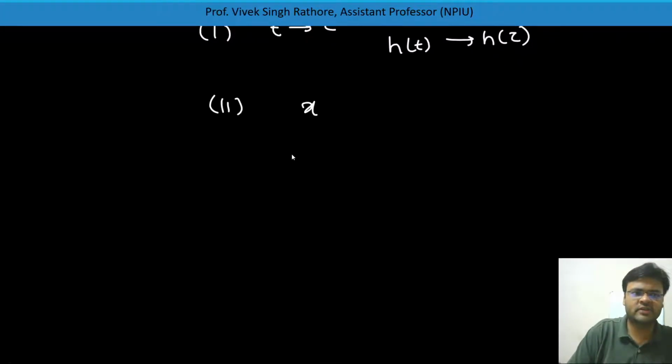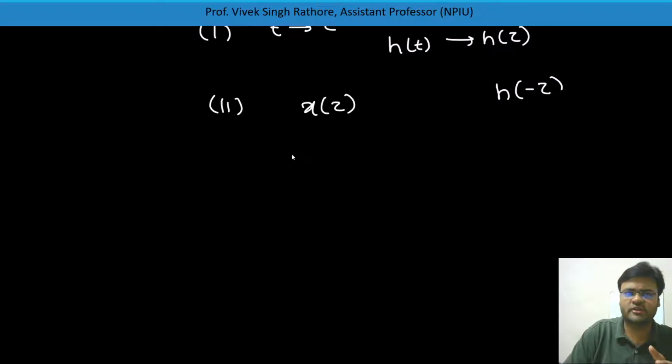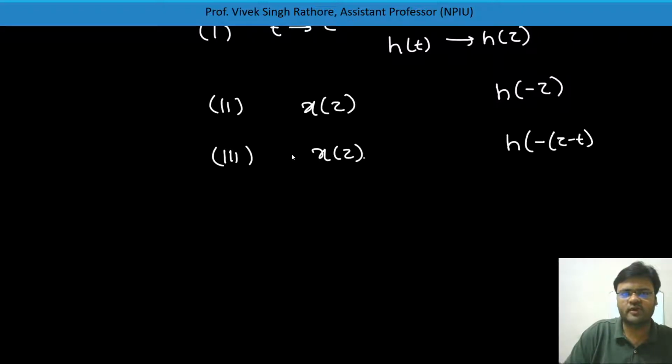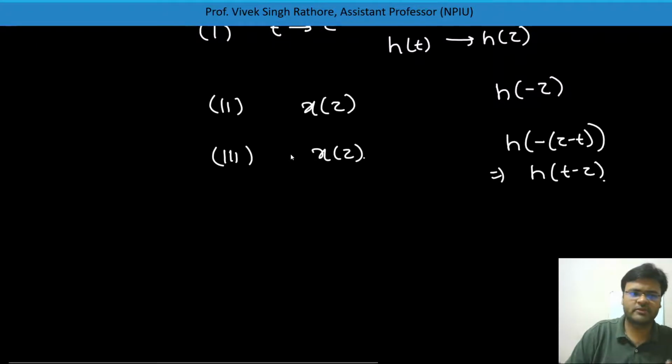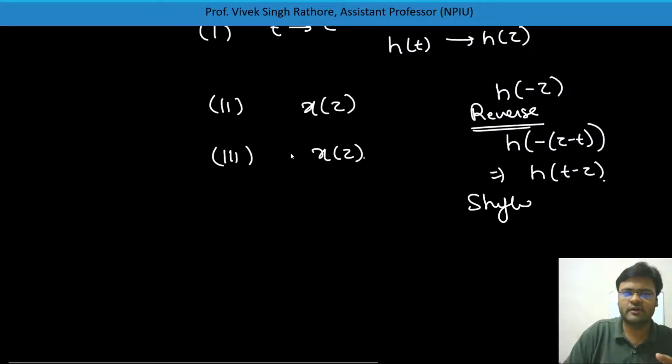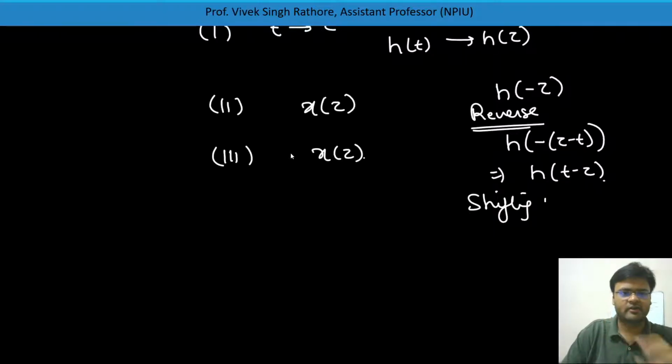The second step is the same as in the discrete time LTI system. We keep x of tau the same, but you time reverse your h of tau, so you need h of minus tau. The third step is that x of tau stays the same and you multiply it with h of t minus tau. First we are reversing, and then we are shifting, in the right hand side.